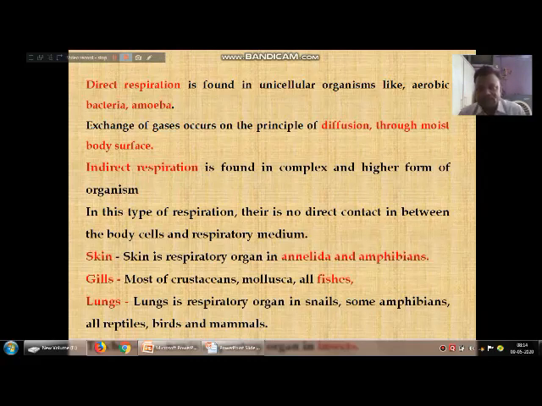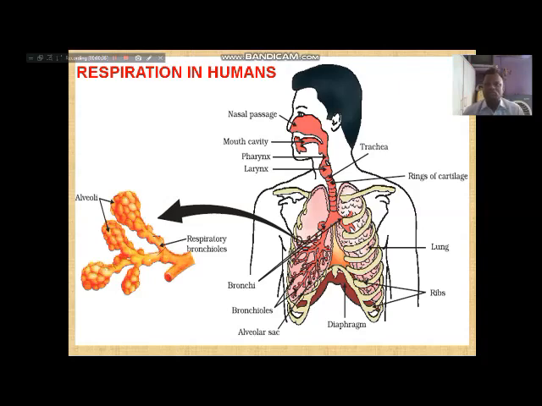That means here direct respiration and indirect respiration, the two types are divided based on the absorption surface. In direct respiration, the organisms directly absorb the oxygen through diffusion. In the indirect case, they cannot absorb directly. There is no direct contact between the body cells and the respiratory medium. Respiratory medium means atmosphere. And the next slide. So this is about human respiration. We are going into detail about human respiration.